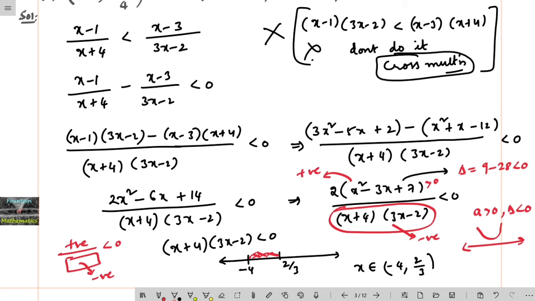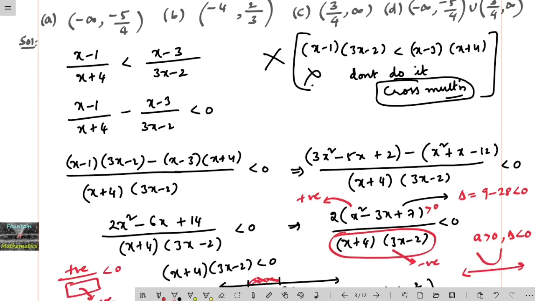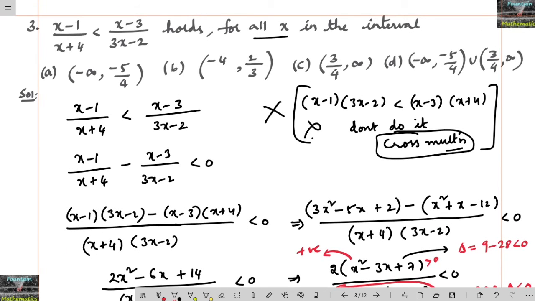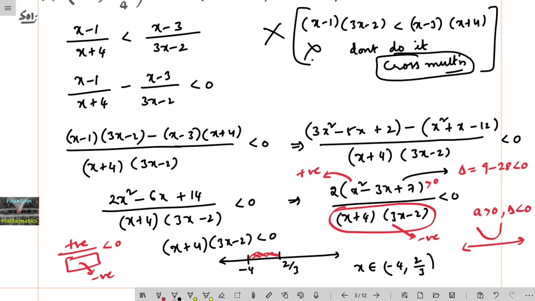So which option can we go with? So the second option is correct. Option B, (minus 4, 2 upon 3), will be the right answer. Let's move to the next question.